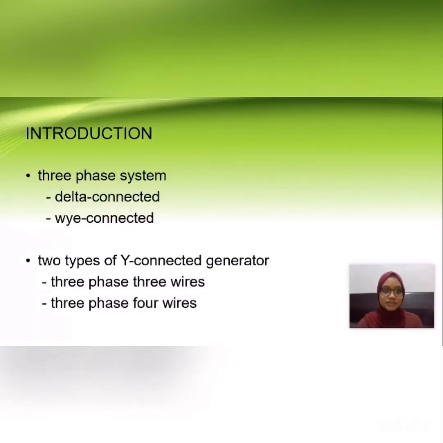First thing first, we look into the introduction. As we know, a three-phase system can be connected in two ways, which is delta connected and Y-connected. However, in this project, we will focus on the Y-connected generator and load only. There are two types of Y-connected in a three-phase system, which is three-phase 3 wires and three-phase 4 wires. The three-phase 4 wire system includes the neutral line, which can be ignored if the load is balanced.